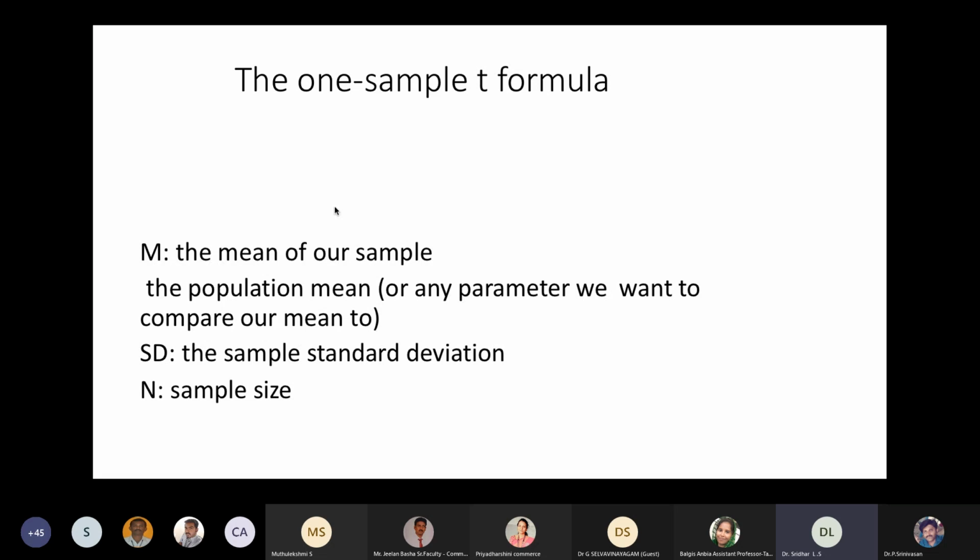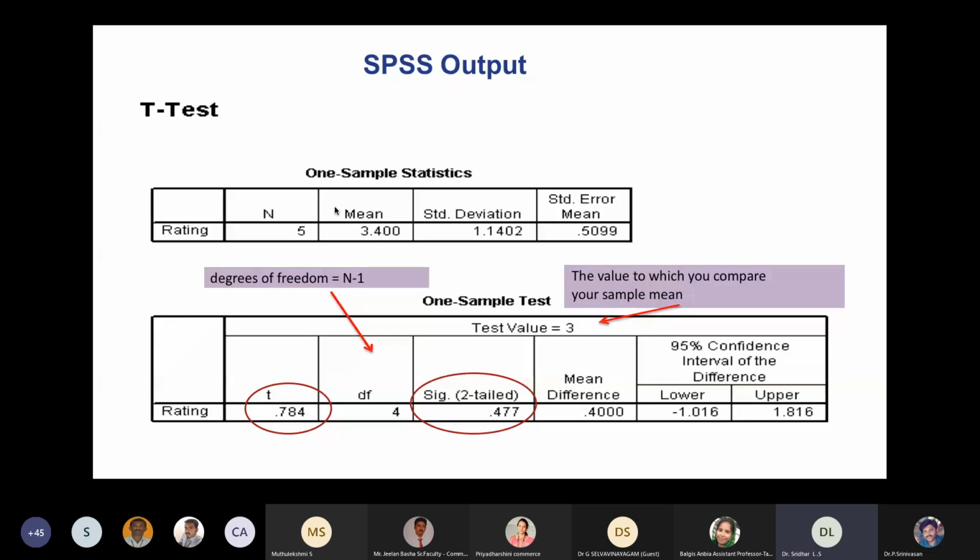Next, you can move on, sir. I would like to mention that this is an SPSS output, showing our proposed hypothesis. You can understand the one sample statistics here: the mean value is 3.400, n, the number of observations, is 5, and the standard deviation is shown as well.